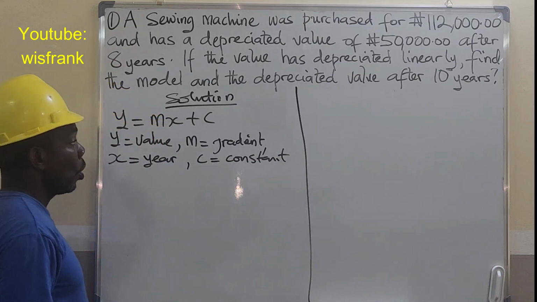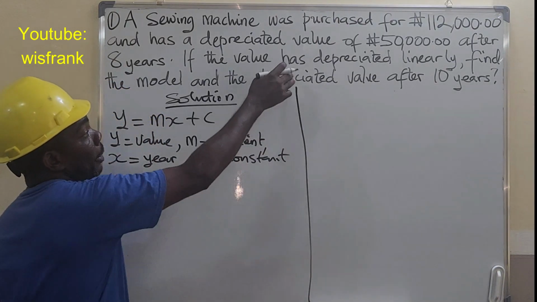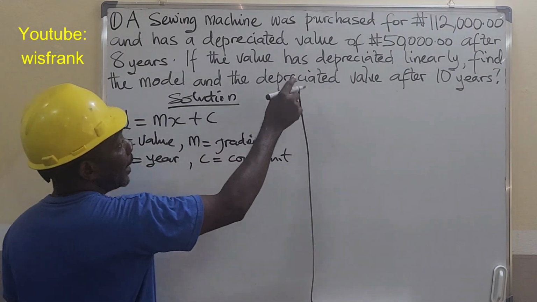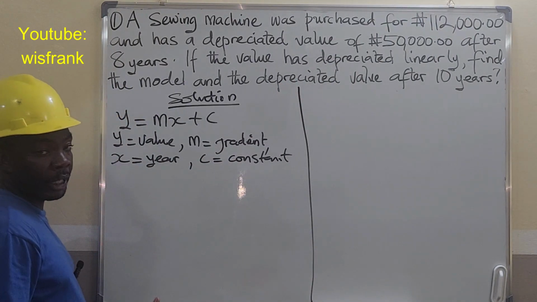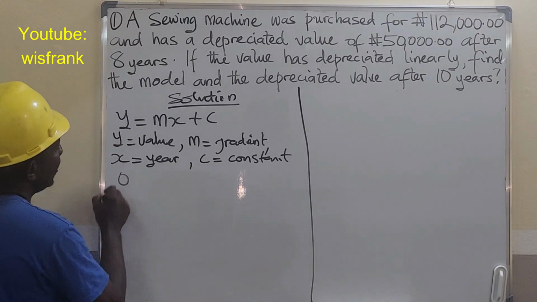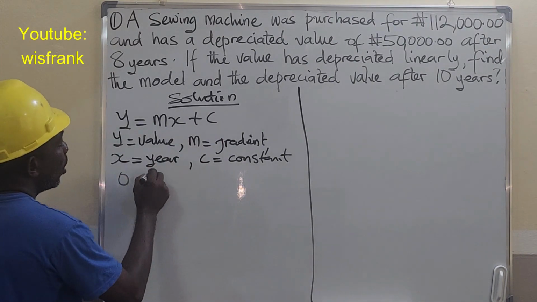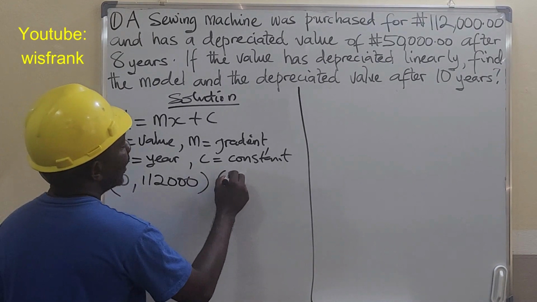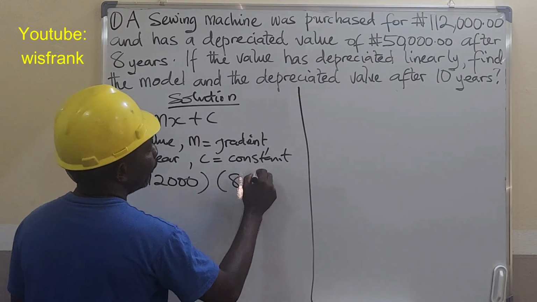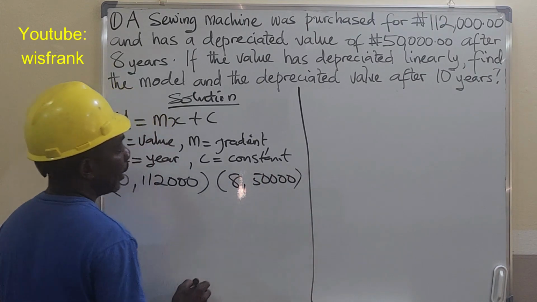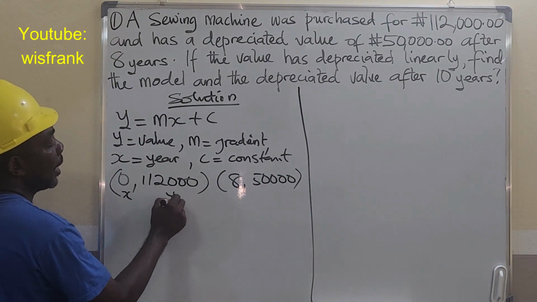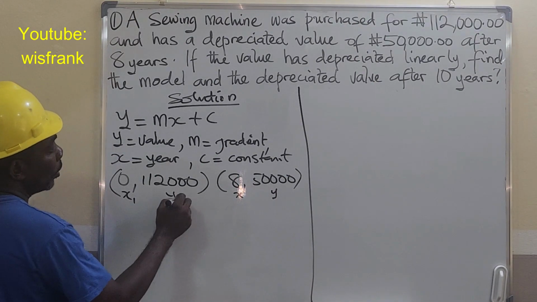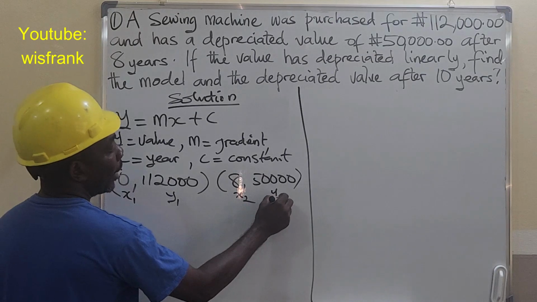So in this case, we are going to find the parameters of the question. At the initial point of purchase, we have 0 years at 112,000 naira, and at 8 years we have 50,000 naira. This is our x and this is our y. Or this is our x1, y1, x2, and y2.